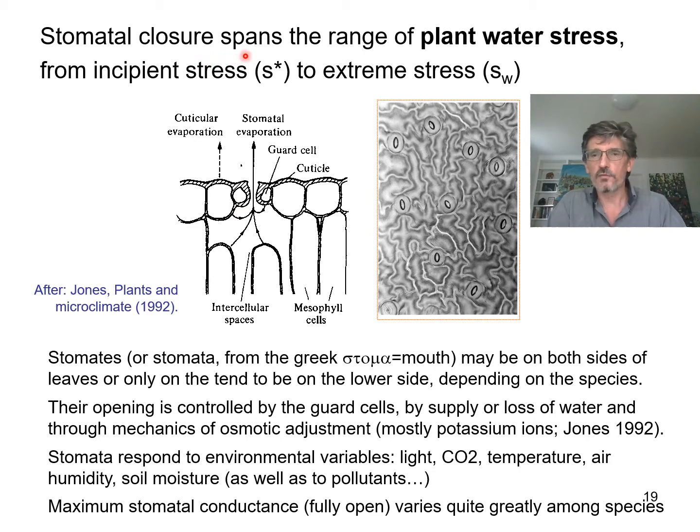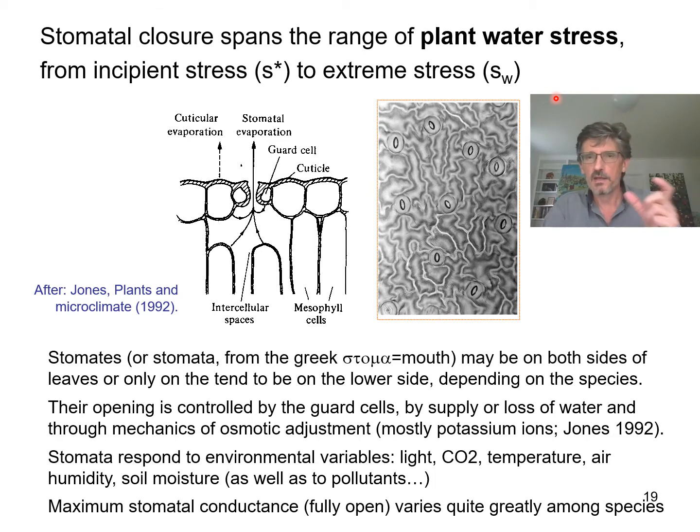The range of stomatal opening and closure spans the whole range of water stress. So when the stomata are fully open, we can say that we're in well-watered condition. When they start to close, there is an incipient stress. We can link that to a soil moisture level that we will call S star, or to a plant water potential or leaf water potential that we call psi star, all the way to full stomatal closure, when we are basically not doing anything as a plant and the plant starts wilting. This is the extreme water stress that we call wilting point. We can associate that to a soil moisture value that we call wilting point, or to a plant water potential or leaf water potential that will be the wilting water potential.